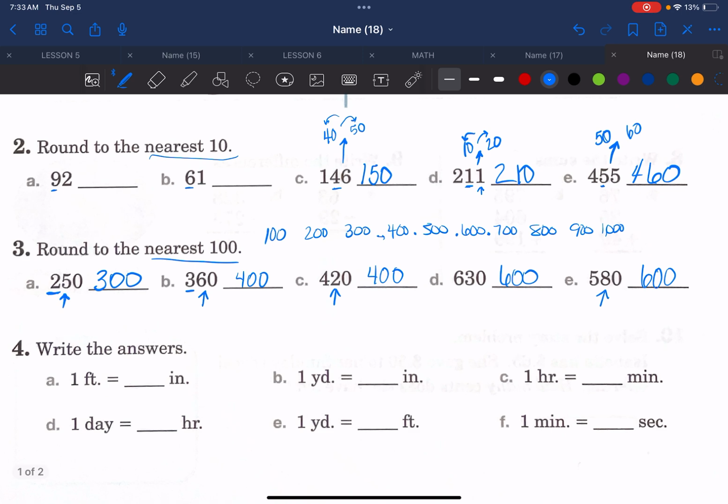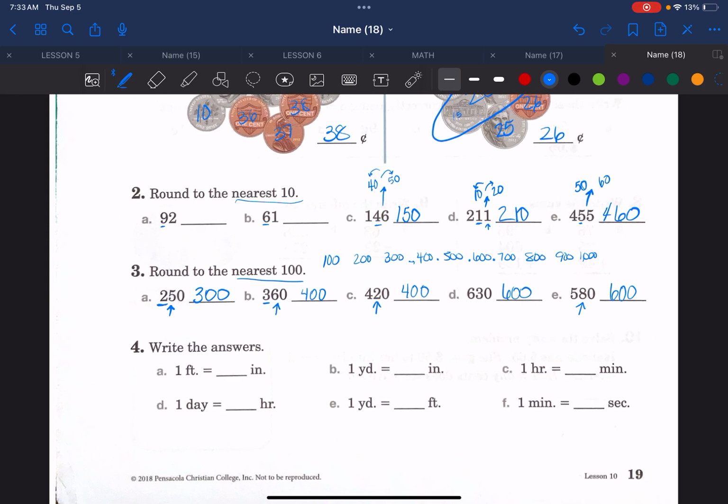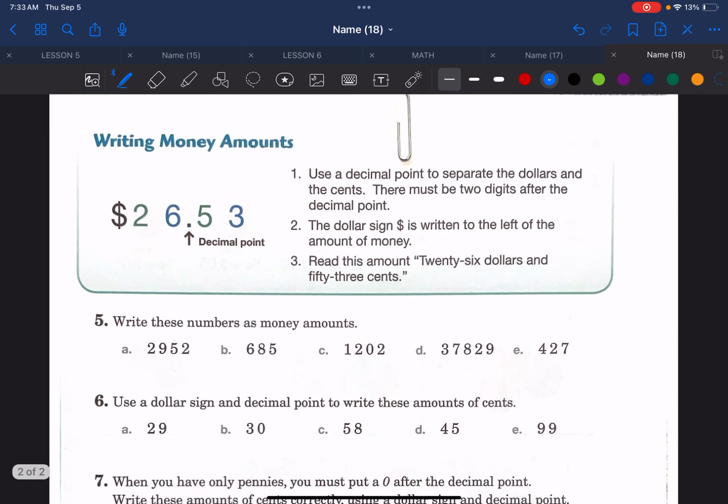Okay. Number 4, I would like you to do on your own. If you need, use your interactive notebook. But just remember, start trying to do as many of these by yourself as you can without your notebook because we cannot use the notebooks on our quizzes or on our tests.